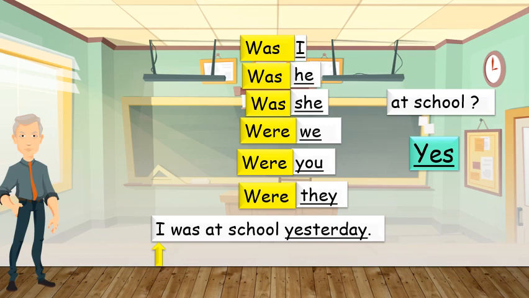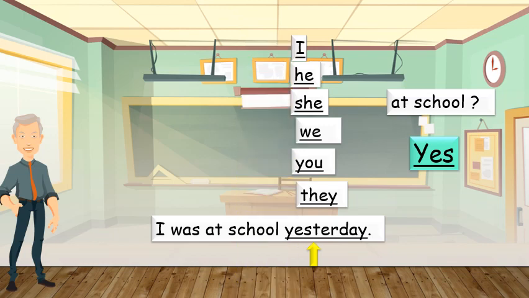I was. What's the question? Who was at school yesterday? At school. What's the question? Where were you yesterday? Yesterday. What's the question? When? When were you at school?